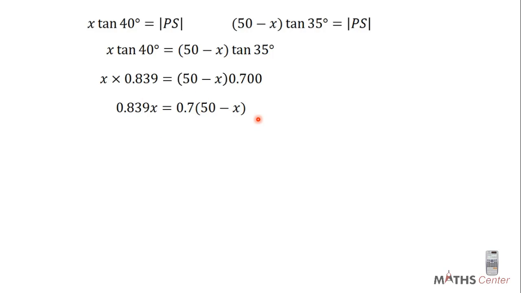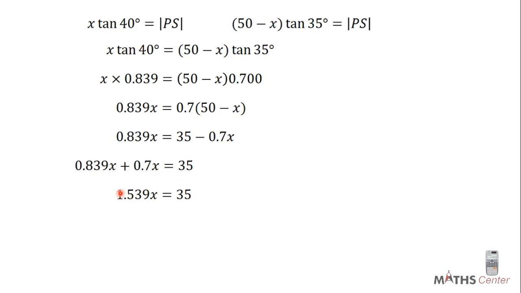So here it becomes a linear equation. So let's solve this linear equation. 0.839x is equal to 0.7 times 50 minus x. So you open the brackets. That will give us 35 minus 0.7x. So we group like terms. We are going to have 0.839x plus 0.7x is equal to 35. So we will have 1.539x is equal to 35.